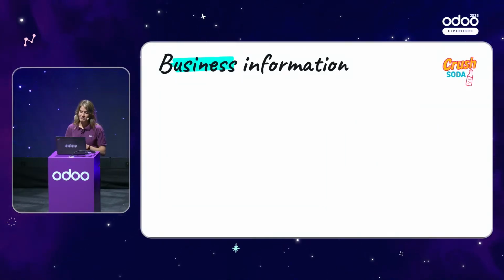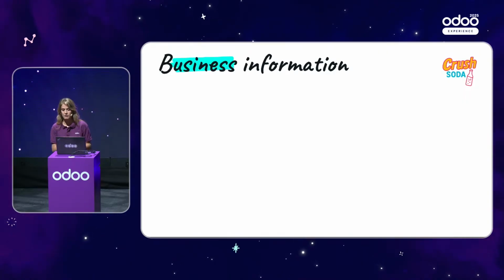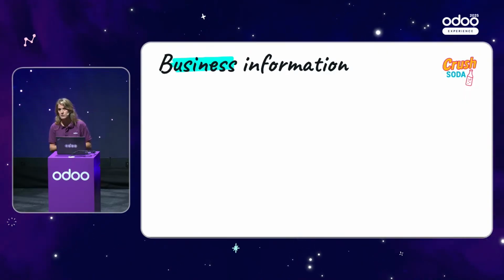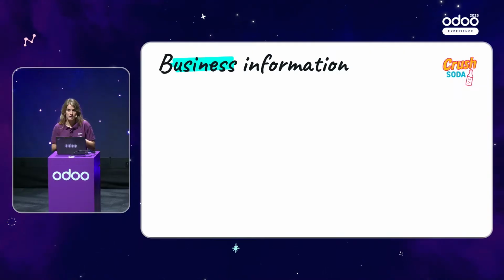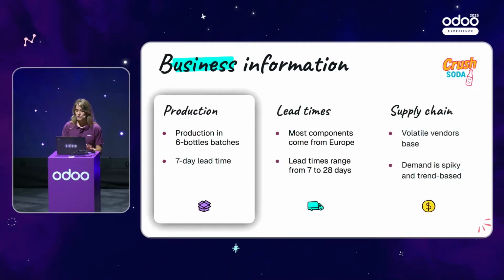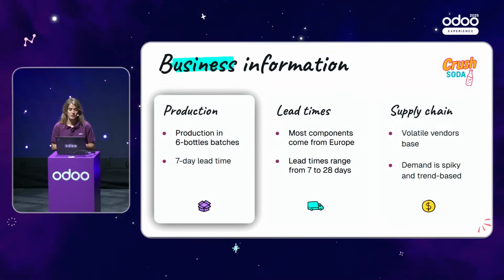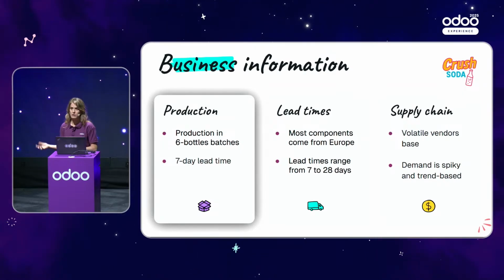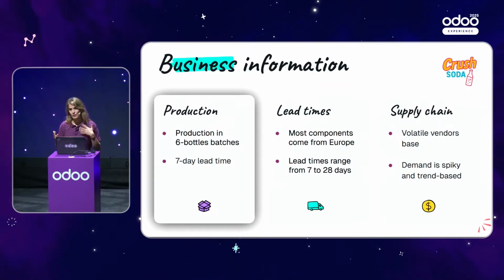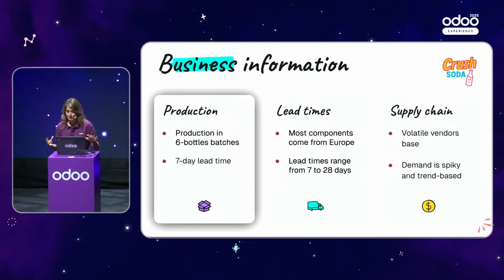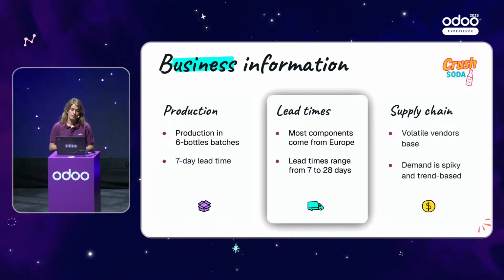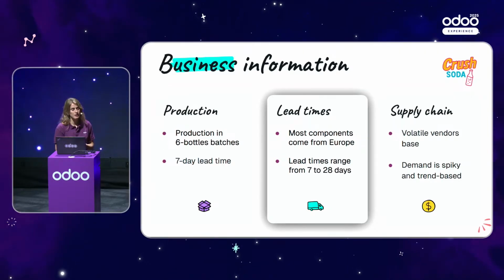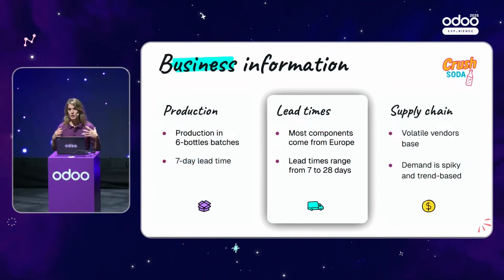For today, I chose a fictional company, of course. It produces sodas, and it's based in Belgium. It's a very new company, a startup. A few pieces of information about them. First, about production, they produce in batches of 6 bottles, and their production on average takes around 1 week. Then, speaking about lead times, but this time about components, they are based in Belgium, as I was saying, and most components come from Europe.